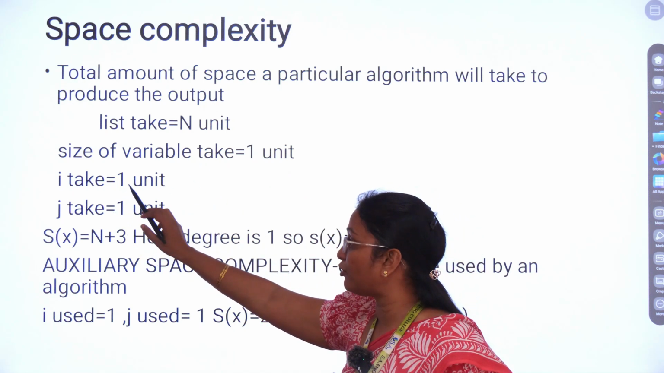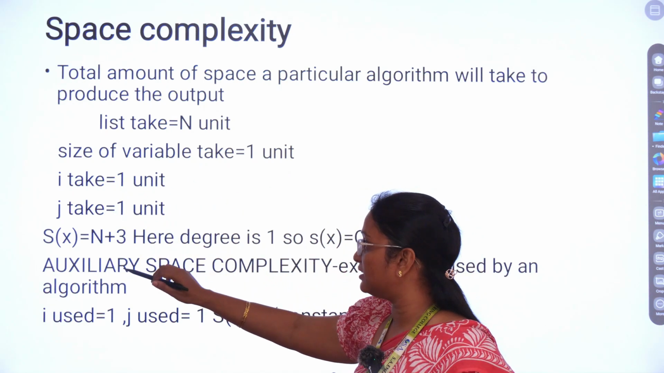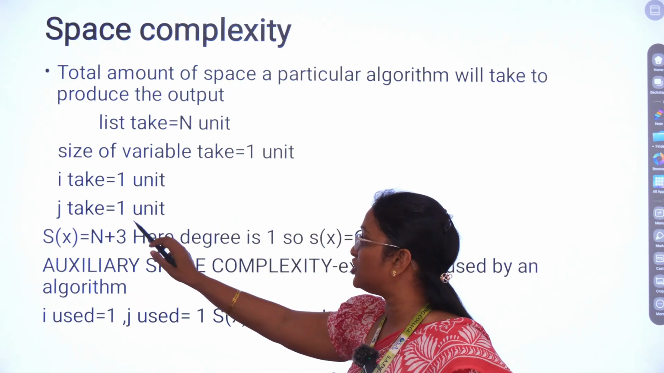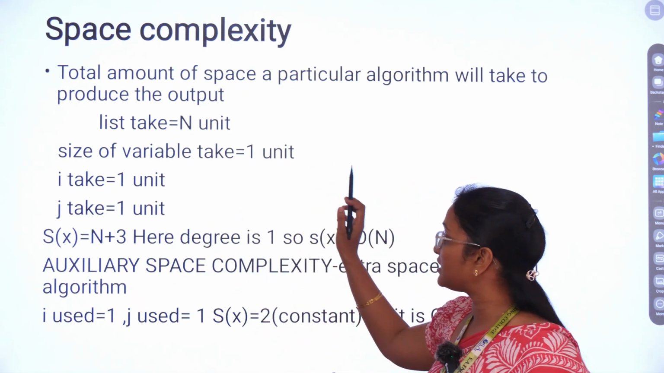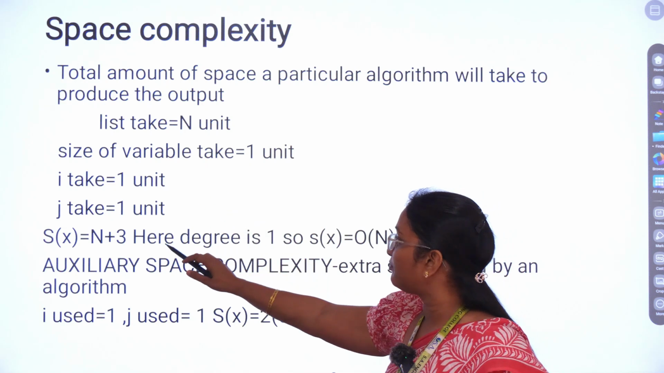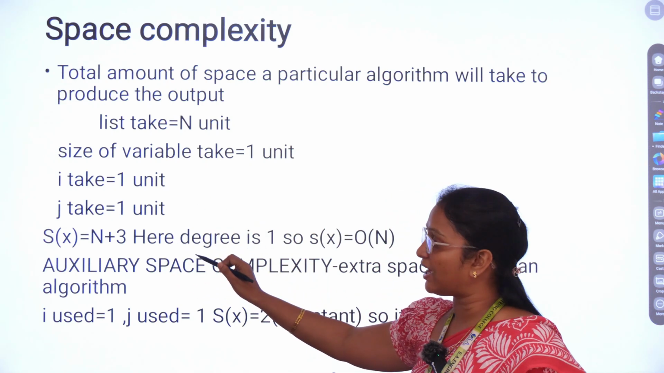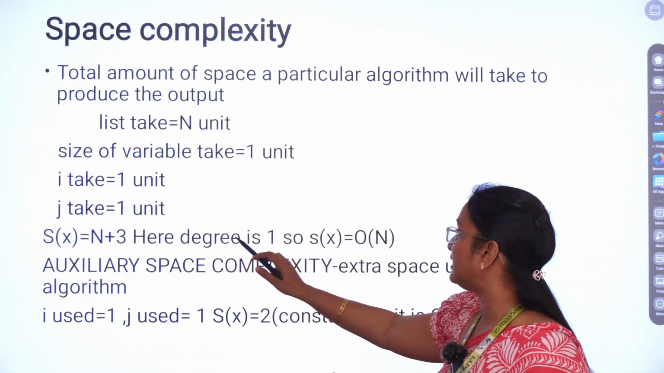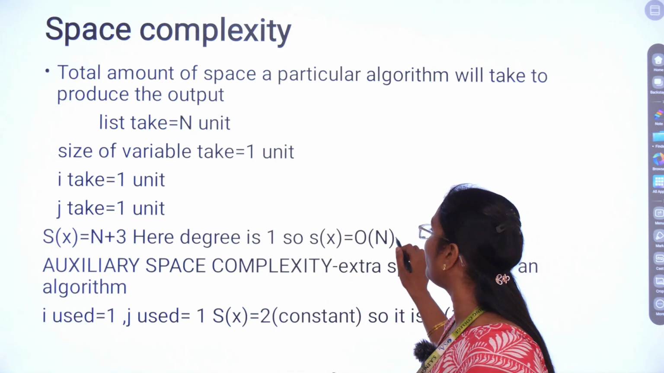Then for the loop variables i and j, here i takes 1 unit and j takes 1 unit. So space complexity here is n plus 3. Here the constant value will be neglected, so it can be given as order of n.